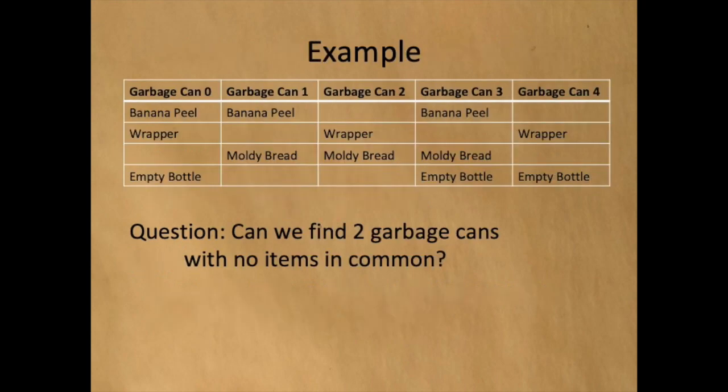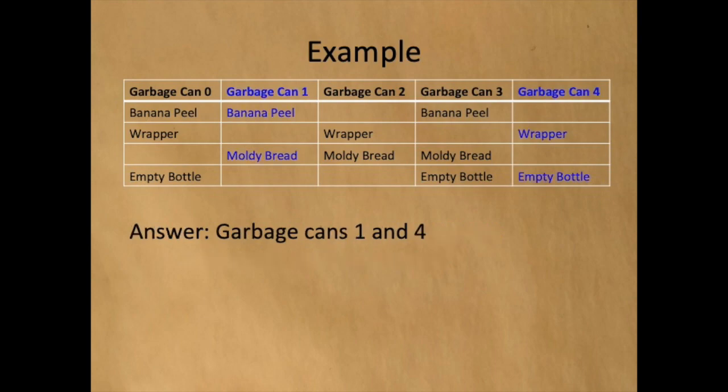Here is an example problem. Suppose we have 5 garbage cans labeled garbage can 0 to garbage can 4. Garbage can 0 contains a banana peel, a wrapper, and an empty bottle. Garbage can 1 contains a banana peel and moldy bread. Garbage can 2 contains a wrapper and moldy bread. Garbage can 3 contains a banana peel, moldy bread, and an empty bottle. And garbage can 4 contains a wrapper and an empty bottle. Can we find two garbage cans with no items in common? The answer is yes. We can choose garbage cans 1 and 4.